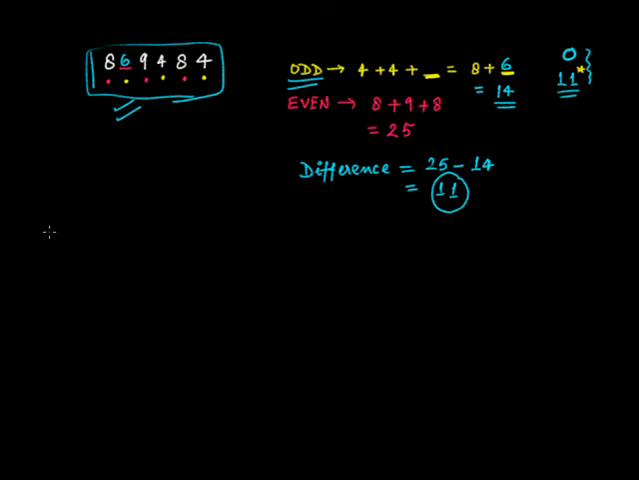So always remember, you have to first try to make the difference 0. If there is no way that you can make the difference 0, then focus on what digit you can put that will make the difference divisible by 11.